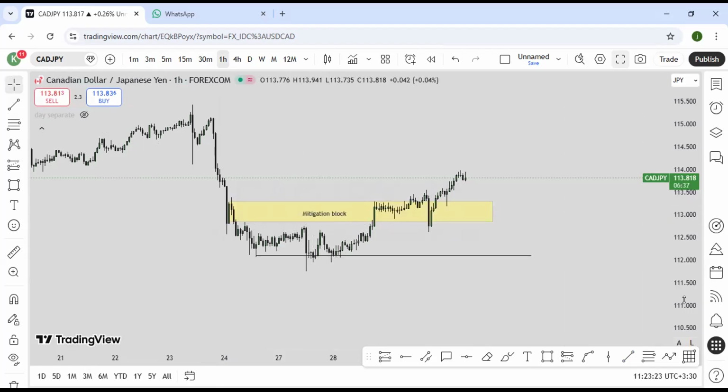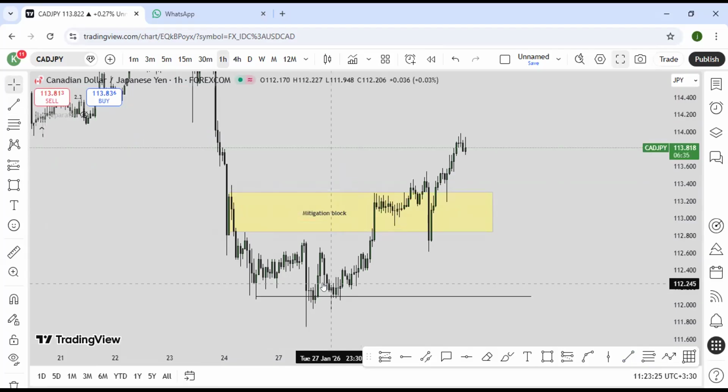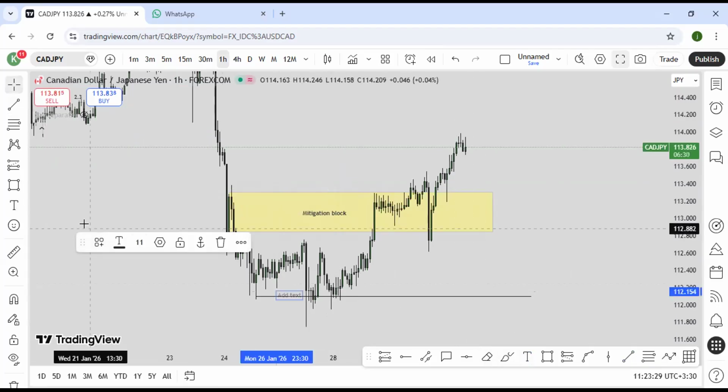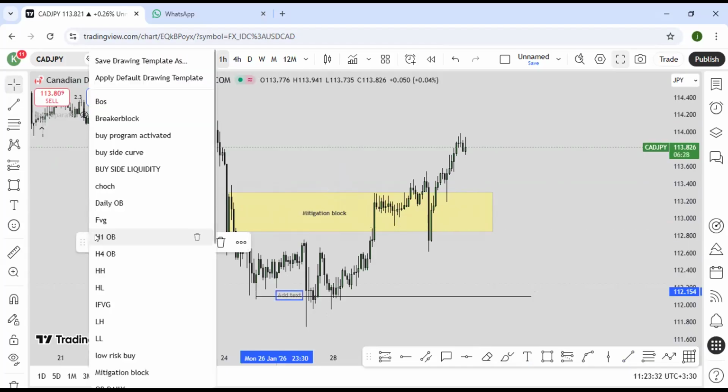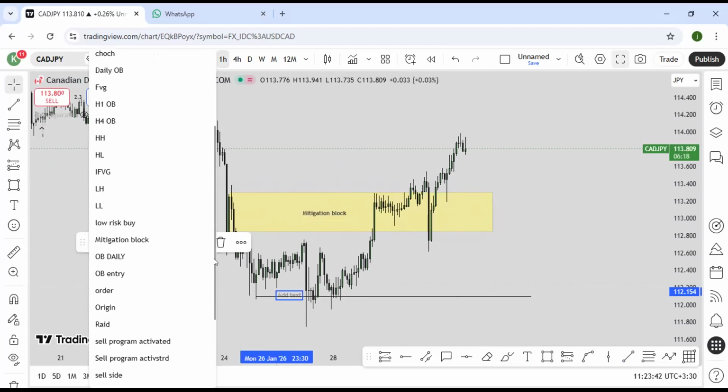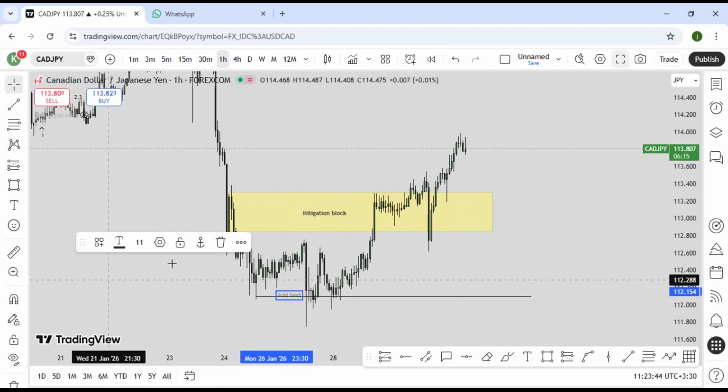Now, this was yesterday. This formed on Tuesday, the buy program. This was the raid. Yes, I'm getting you now. So this was the raid, which formed on Monday, Tuesday, and Wednesday.